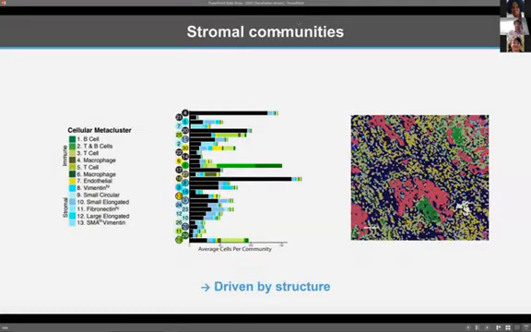This was very different for the stromal communities. Here we have all sorts of sizes, but we always have a mix of different types of the stromal and immune cells. And here we could really see that it's overall the structure of these communities that is driving the differentiation.